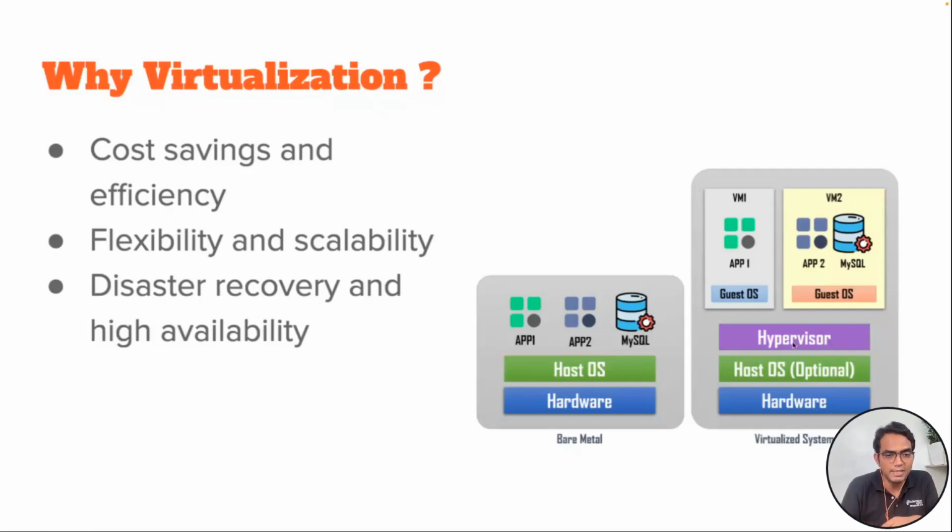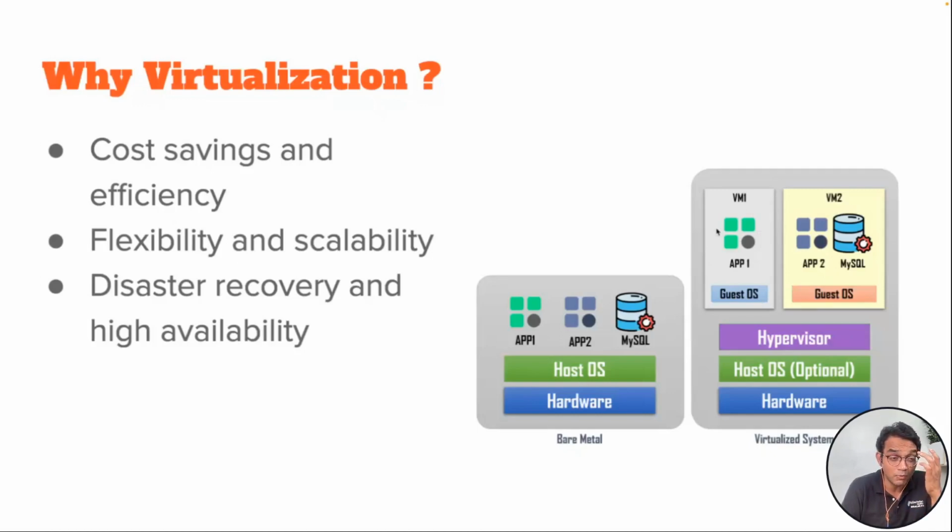Now, on the right hand side, you can see we have the virtualized system in which we have a hypervisor, which basically emulates the hardware for us. And after getting that hardware, we create the different VMs. So we take our guest OS, and on that guest OS, we deploy our application. So here we have the guest OS, and on top of that, we have app 1. Similarly, on the second guest OS, which can be Linux, Windows, or whatever, you have deployed our app 2 and MySQL there.